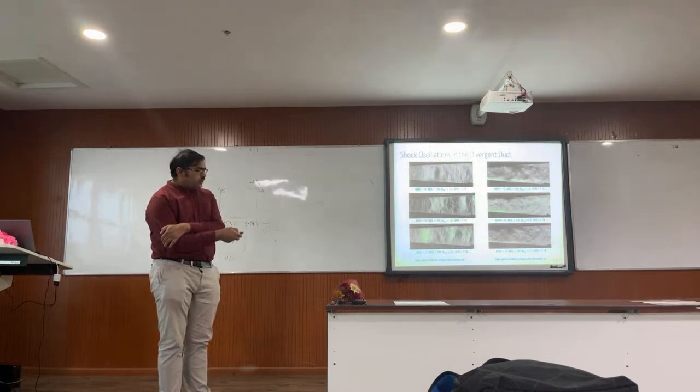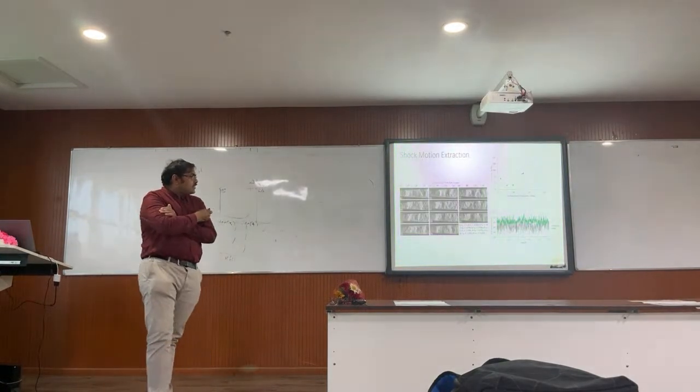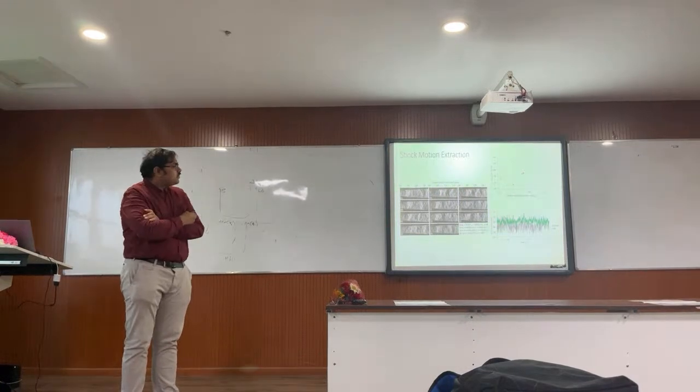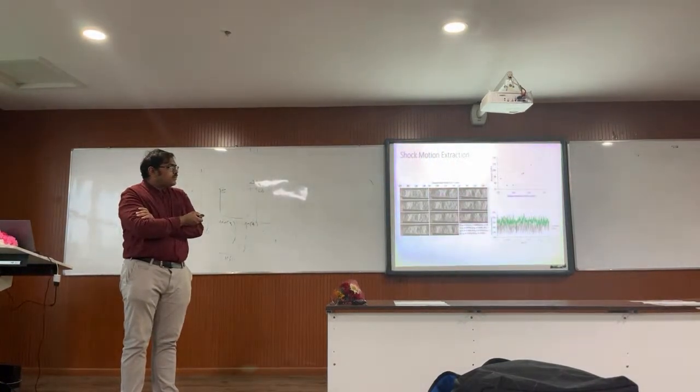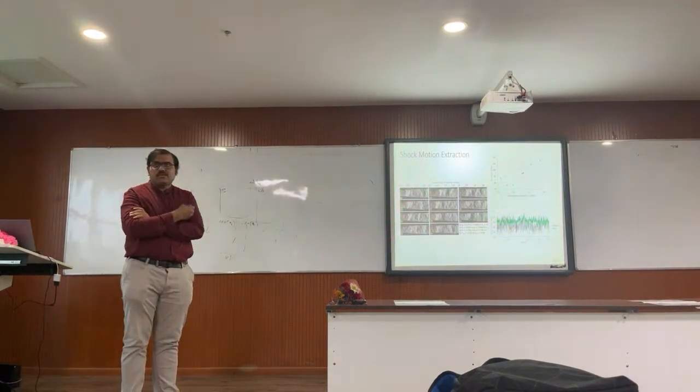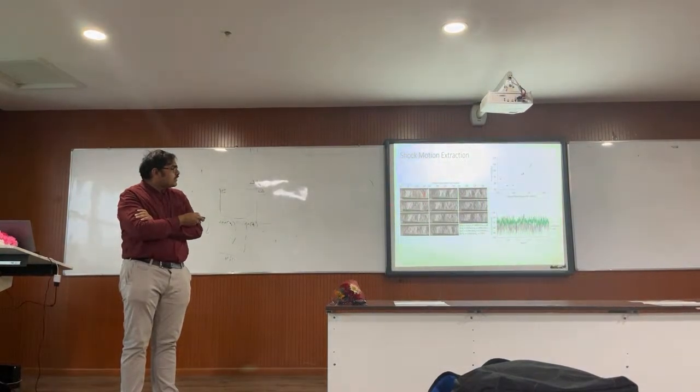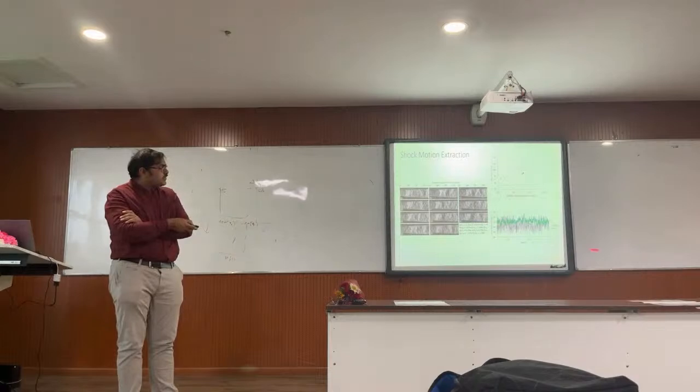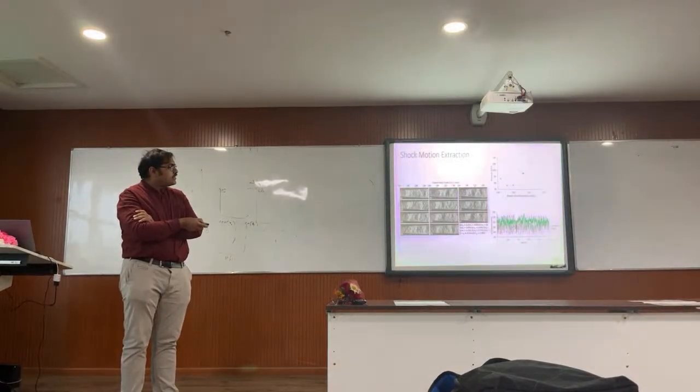So now we wanted to understand how these shocks move. Why do they have certain motion of this kind? So what we do is take out the variation of this shock location from images. This is shock extraction. We did image processing to extract the locations of shocks from here. And also we can extract the location of shock from the increase of pressure. This is called the pressure increase method to look at the location of shocks. So the shock location versus time can be plotted using both these methods.